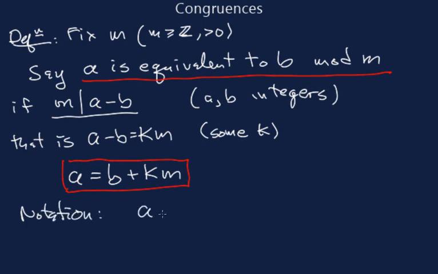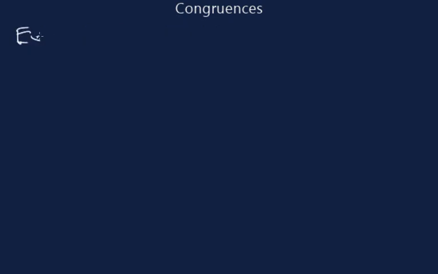And a little bit of notation for this is we write A triple line B parentheses mod M, and you read that A is equivalent to B, and then in parentheses the mod M is indicating that it's with respect to this number M, which is called the modulus. So let's do a simple example. Take M is equal to 2. What does it mean to say that A is equivalent to B mod 2?